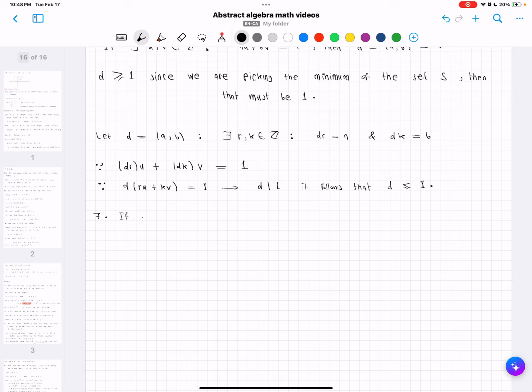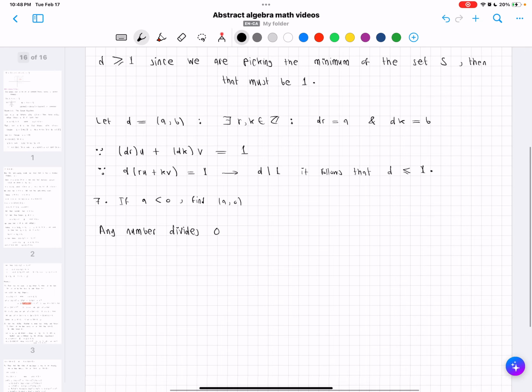If a is less than 0, find the GCD of a and 0. So any number divides 0, because, well, you could see it from the definition. You could also see it because you don't repeat that number 0 amount of times, so it does divide 0.